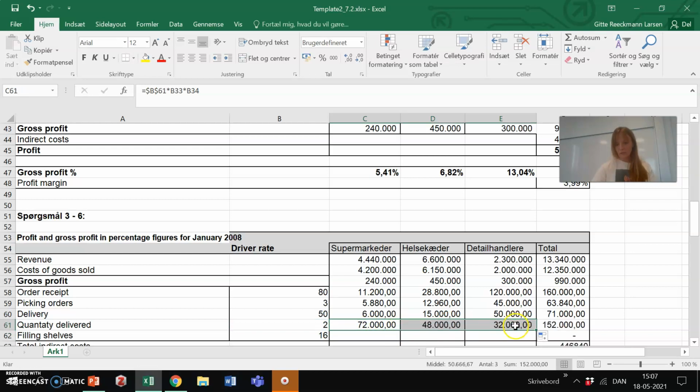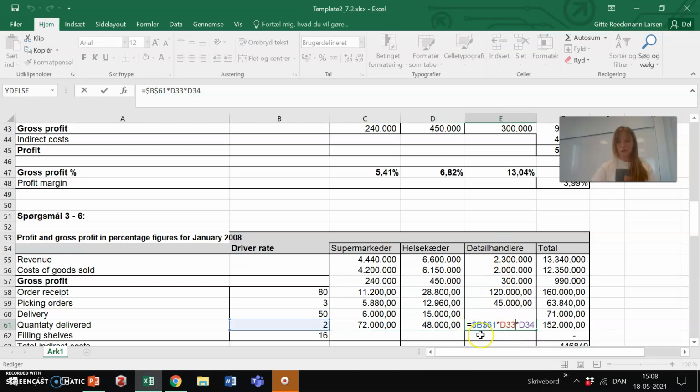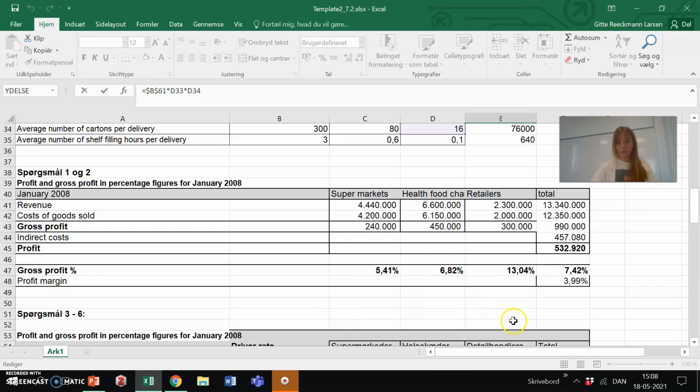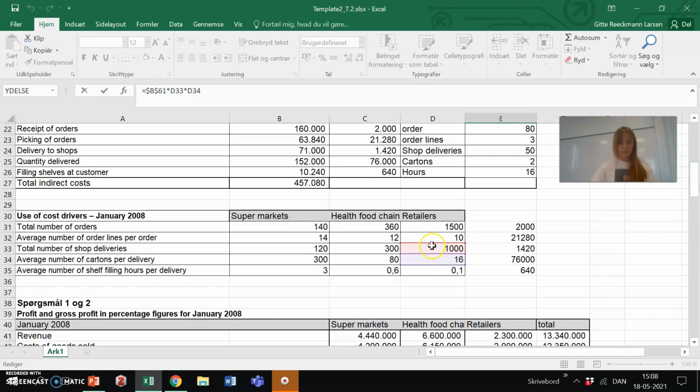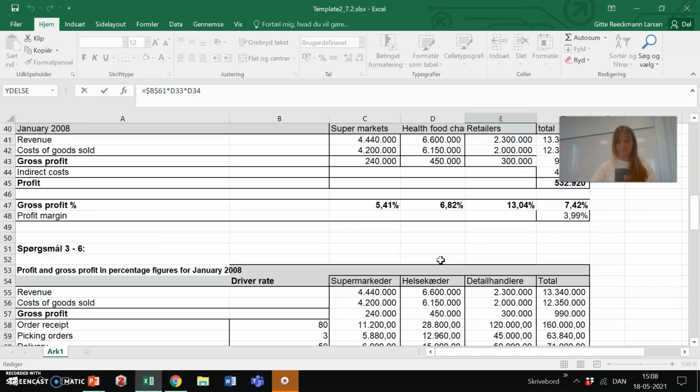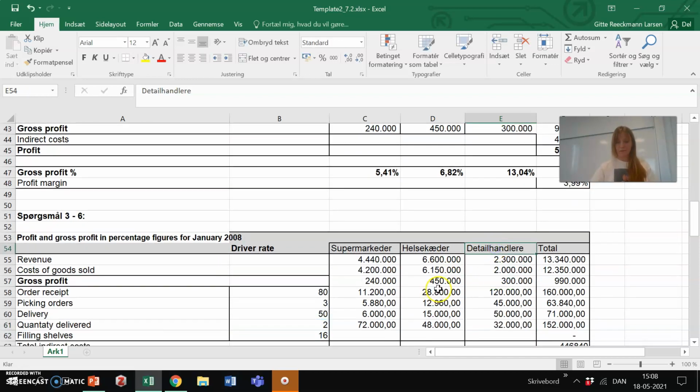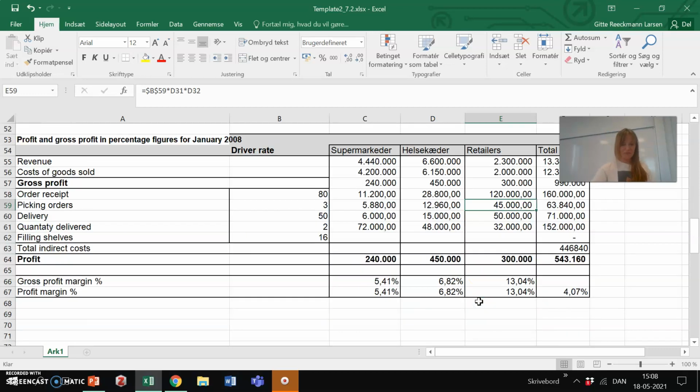So now we can copy the calculations. So let's take a look into the retailers. I forgot to translate that, but I think you get it. So cost driver rate multiplied with number of deliveries, number of cartons per delivery. All right, let me just fix this. So these are retailers. Sorry. All right, so we're almost there.